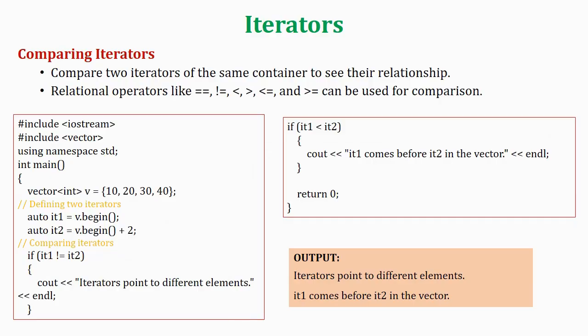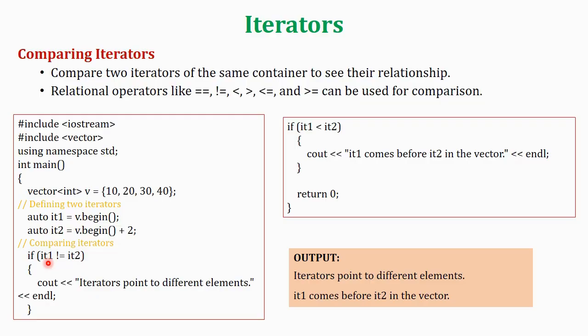And next one is comparing iterators. It will compare two iterators of the same container to see their relationship. There are different types of relationships, right? Equal, not equal, less than, greater than, less than or equal, or greater than or equal. So we can use any of them here. We'll see one example. Vector v, a collection of elements. So now here there are two variables. it1 starts from the beginning, it2 beginning plus 2. So here, beginning plus 2 means here.